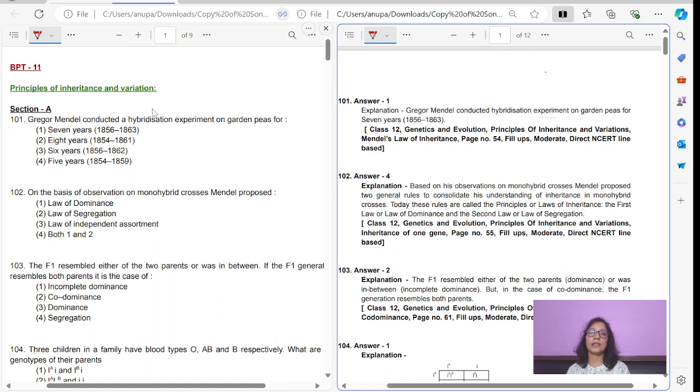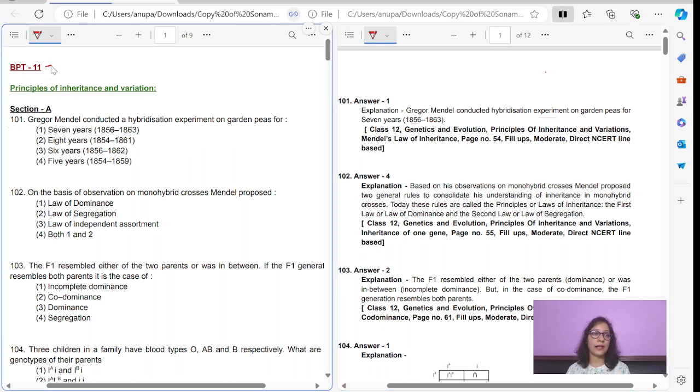Today, I am going to discuss Botany Brahma's test series, that is PPT 11, and the topic is Principle of Inheritance and Variation. We will discuss section A, and we'll start with question number 101. Let's read what the question says.